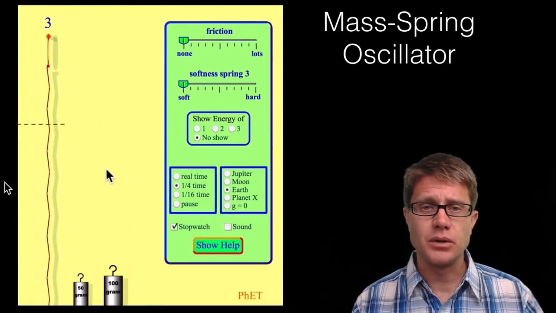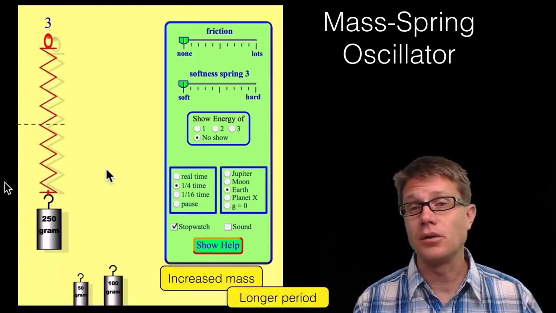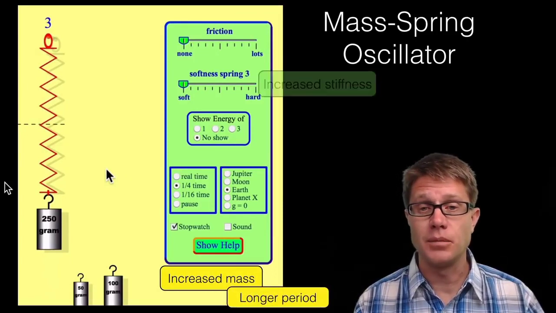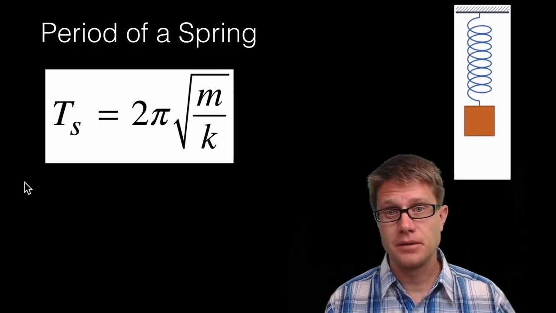And so in summary, what have we learned just from this experimentation? That if you increase mass, you're going to make a longer period for that harmonic motion. And if we increase the stiffness, then we're going to make it a shorter period.